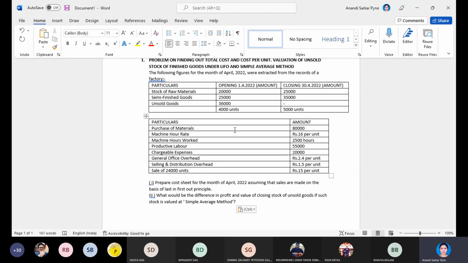Along with that, additional information like purchase of materials, machine hour rate, machine hours worked, productive labor, chargeable expenses, general office overhead, and selling and distribution overhead, which is rupees 1.5 per unit, has been given, and sales units as well as the selling price per unit have been provided.